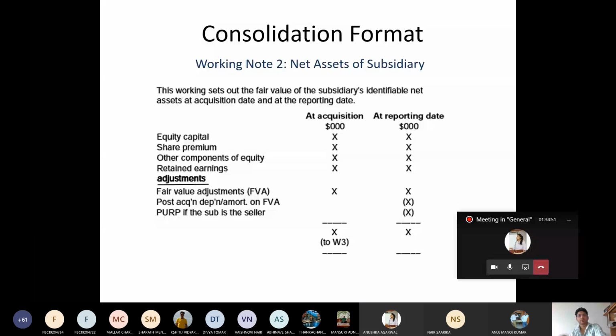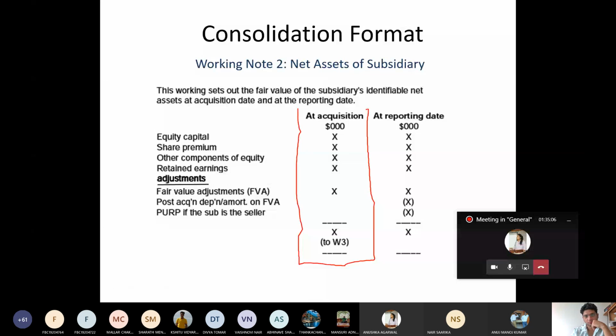Okay. So I was saying, how to calculate the net assets of subsidiary. Is it because of the marker that I am choosing? Just see if you can see what I'm marking. Yes, sir, we can see it.